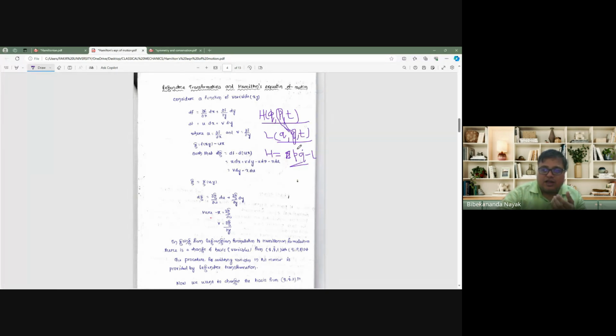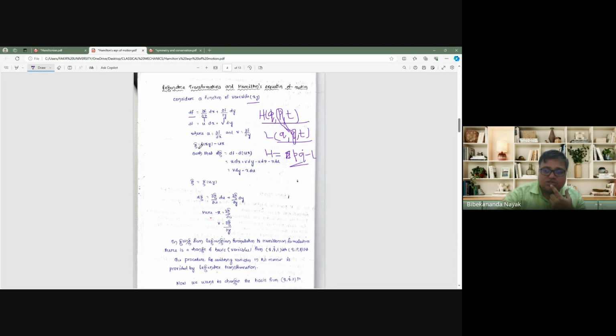Okay. And let us generalize it. Consider a function of x, y. Let f be a function of x, y. And df is obviously del f by del x into dx plus del f by del y into dy. Let us take this as u dx plus v dy. Okay. So u equals del f by del x and v equals del f by del y.